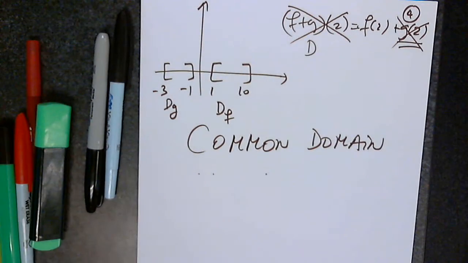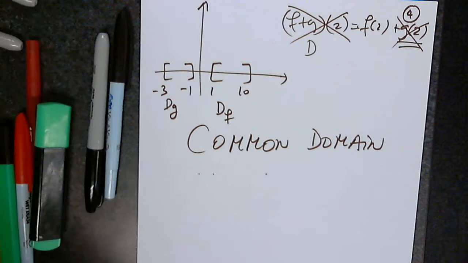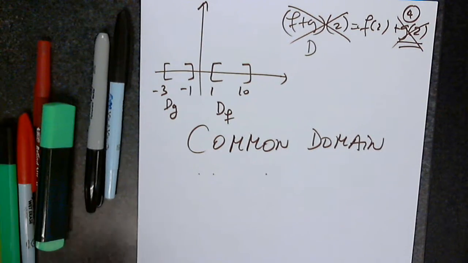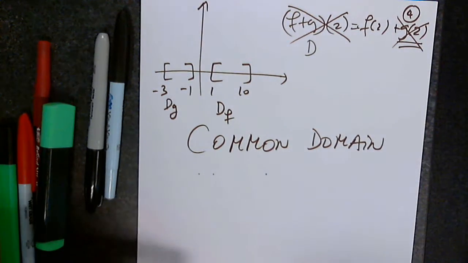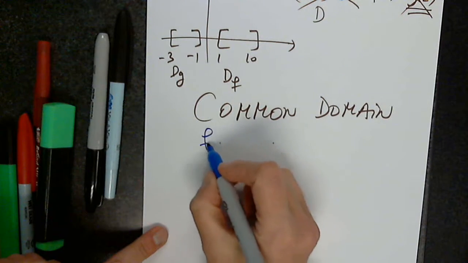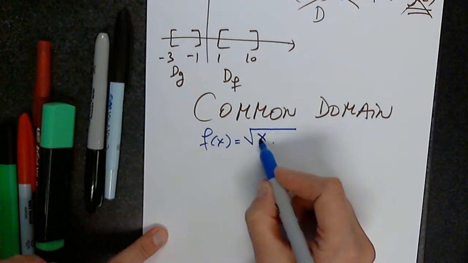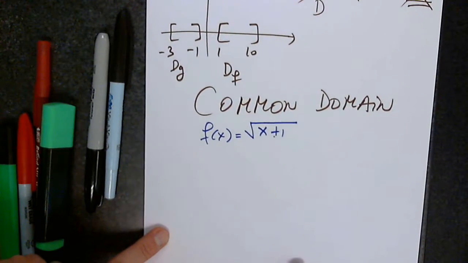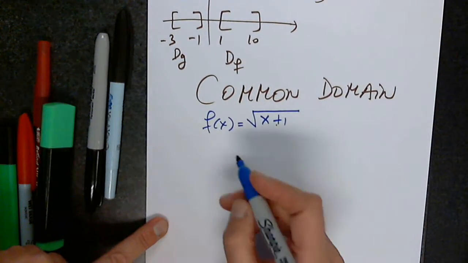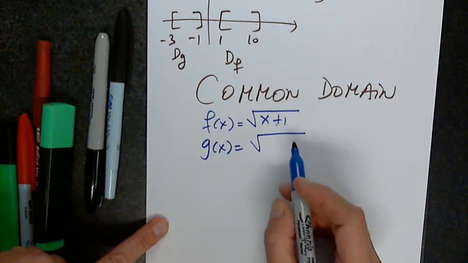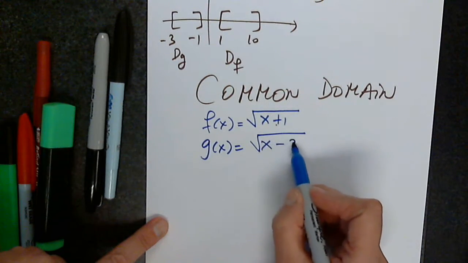And I'm going to pick a problem from the book before I explain that. I don't see what I need in the book, so I'm going to make up an example. So let's say we have f of x, which is the square root of x plus 1, and g of x, which is the square root of x minus 3.